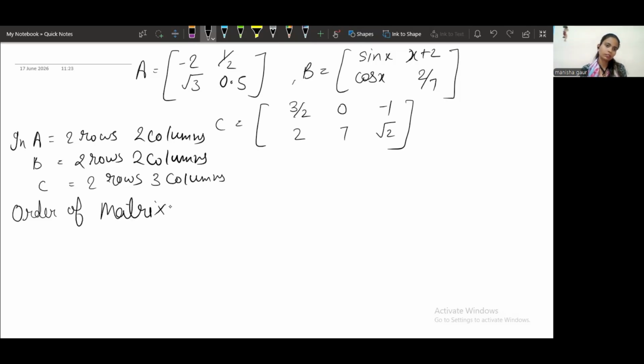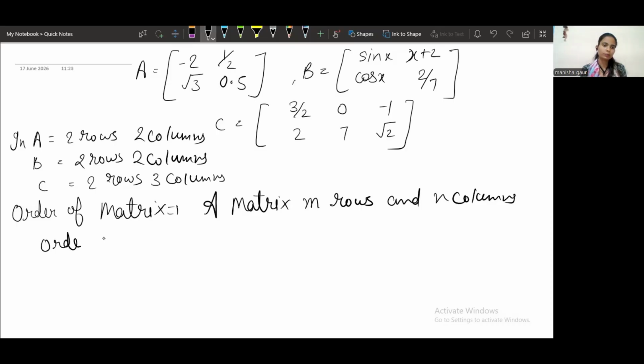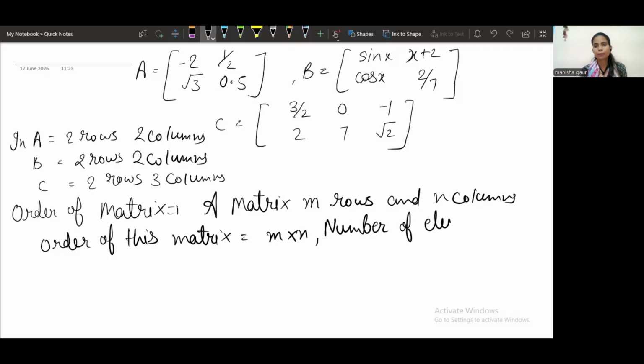Now what is it? Take a matrix in which we have m rows and n columns. Clear? Then the order of this matrix would be m cross n. And the number of elements in it is equal to mn, the multiplication of rows and columns. Okay, let's refer this concept in our examples.